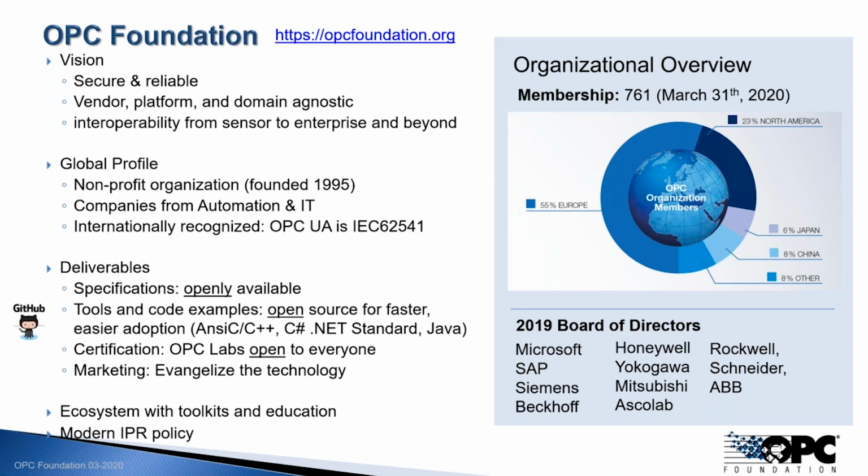As you see, status of today, the OPC Foundation has over 750 members worldwide. A little bit more than half is in Europe. And overall, what we recognize right now is that Europe and Asia are growing very strongly, and we will take care that other regions also have enough information for the future. You see the board of directors, which is a mix of IT world-class companies like Microsoft and SAP, but also automation companies, as you see here.